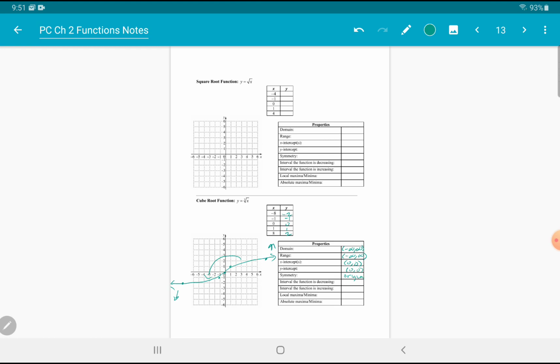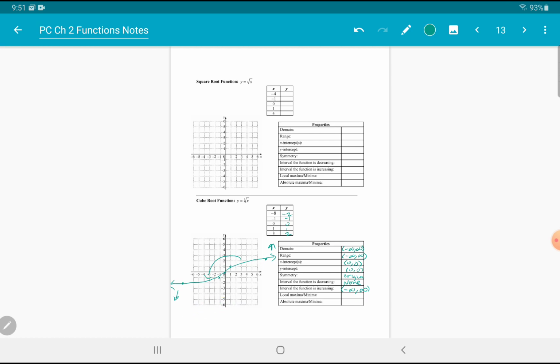Interval, the function is decreasing. Is the function decreasing at all? Well, for every point you have, as you go to the right, as x gets larger, the y value is always getting larger as well. So for that reason, this graph is always increasing. So this is not going to be a decreasing function anywhere. The function's increasing at every single point along this graph. Every x value that gets larger, y gets larger as well. So therefore, this is everywhere from negative infinity all the way to infinity.